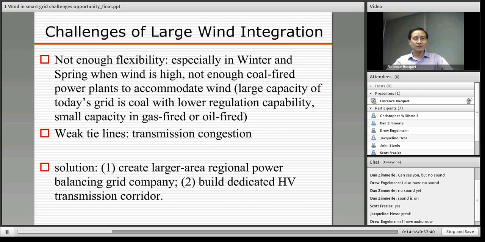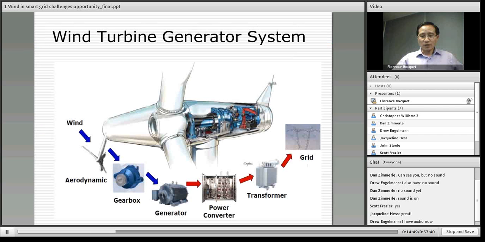So solution one is that we can create a larger area regional power balancing grid company, so that we can consolidate the flexibilities available on a larger scale to help wind integration. Second, we need to build dedicated high voltage transmission corridor from, for example, west to east. And so wind turbine generator system.